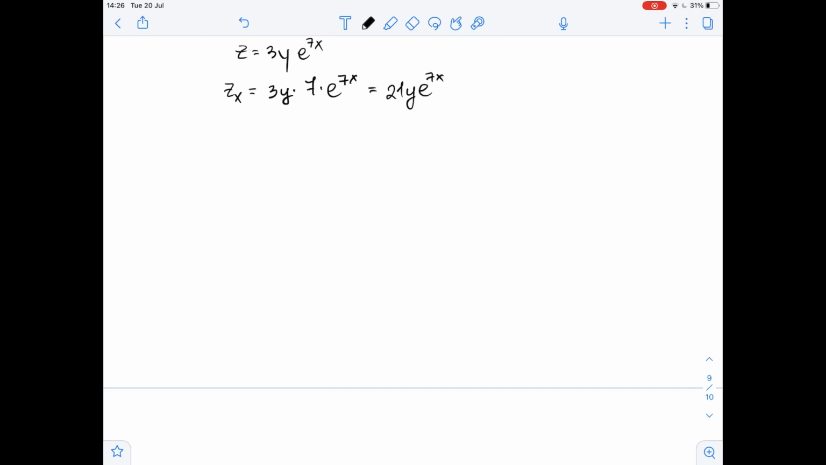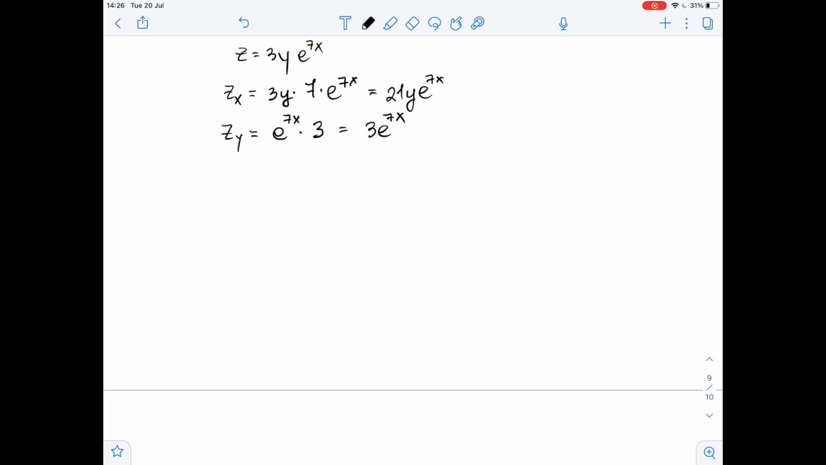Now let's find the first partial derivative with respect to y. So zy equals e to the power of 7x, because here we treat x as a constant, so it's e to the power of 7x times 3, so it's just 3e to the power of 7x. Well, now let's find the second order partial derivatives.